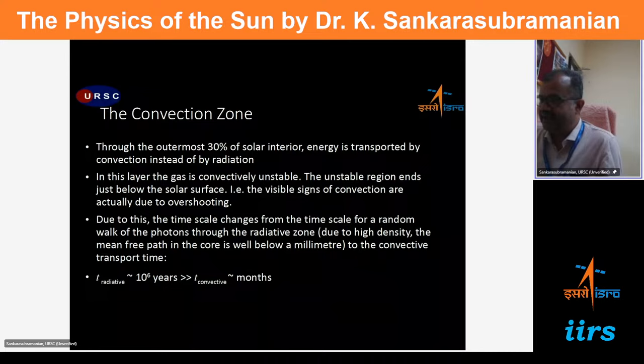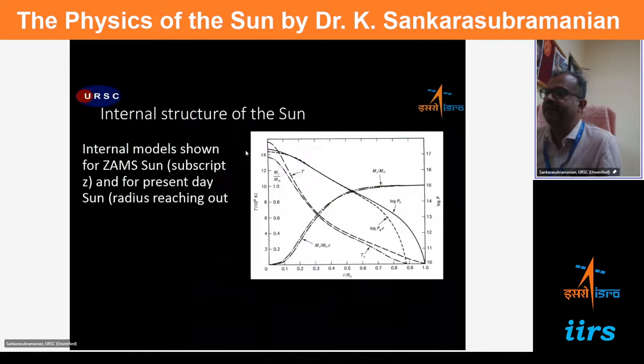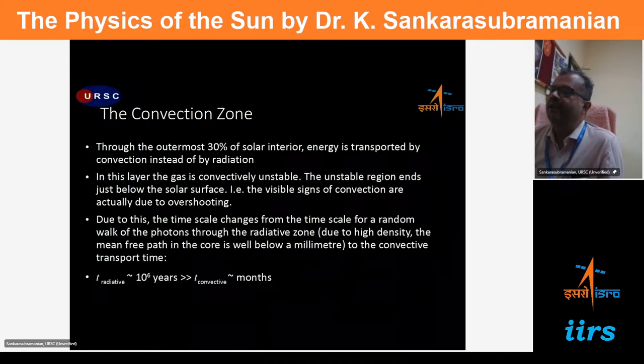Due to this, the time scale changes from the time scale for a random walk of the photons through the radiative zone. For example, the photons generated inside the core of the sun can travel through the radiative zone slowly, but they cross the convective layers much faster, because of the convective nature of the outer one third of the region. Typically the radiative time scale is of the order of 10^6 years, whereas the convective time scale is of the order of months.